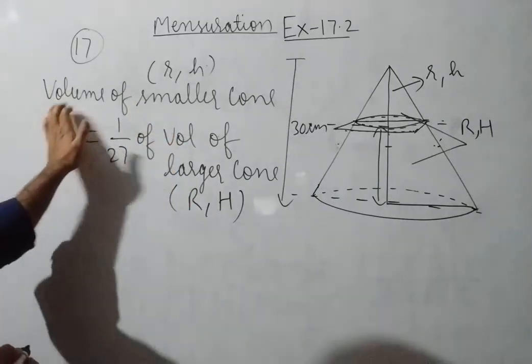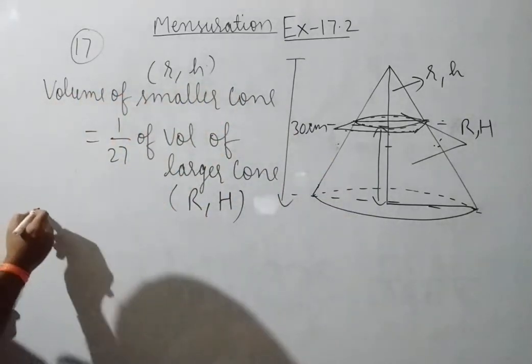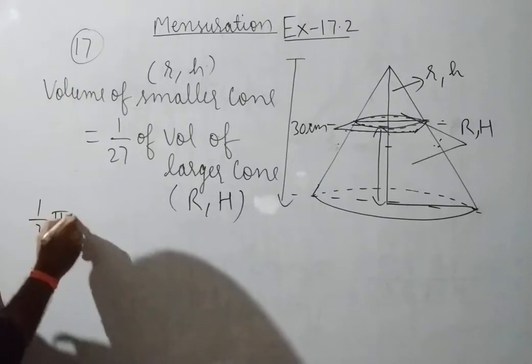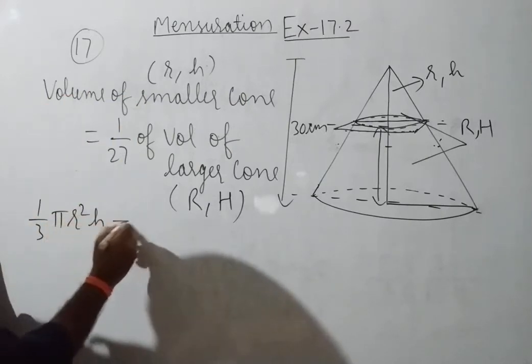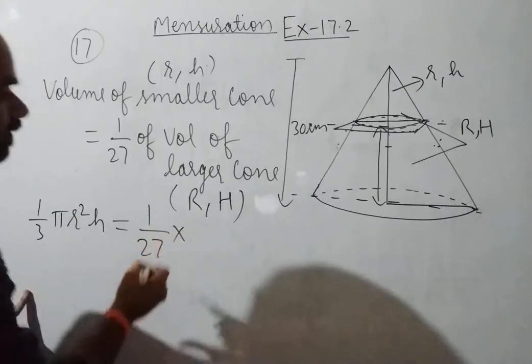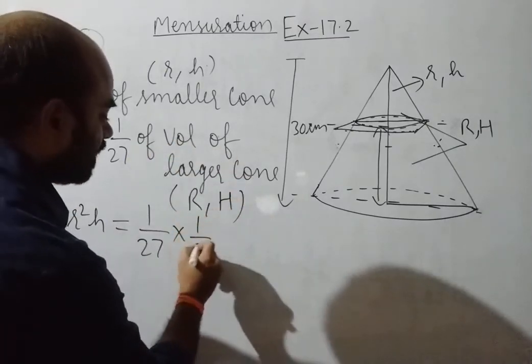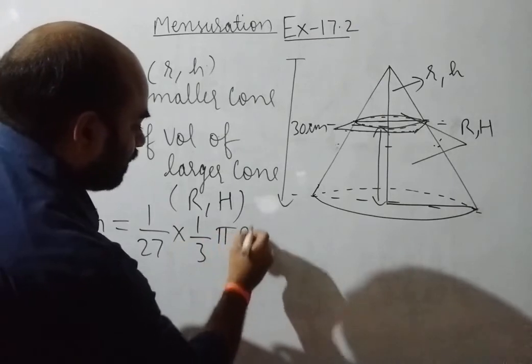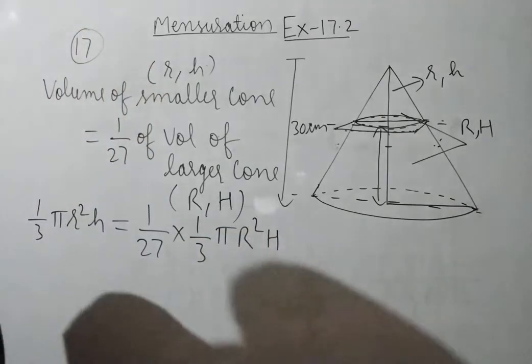What is given? Volume of the smaller cone, that is 1 upon 3 pi small r square small h, is equal to 1 upon 27 of the volume of the larger cone, that is 1 by 3 pi capital R square capital H. This understood? Clear?